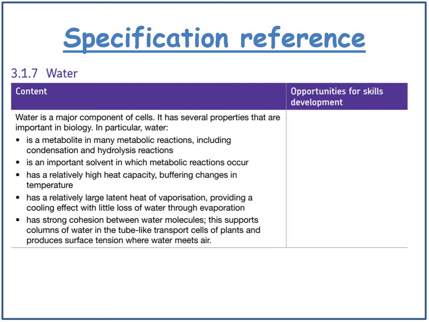It is an important solvent in which metabolic reactions occur. It has a relatively high heat capacity, buffering changes in temperature. It has a relatively large latent heat of vaporization, providing a cooling effect with little loss of water through evaporation. It has strong cohesion between water molecules. This supports columns of water in the tube-like transport cells of plants and produces surface tension where water meets air.